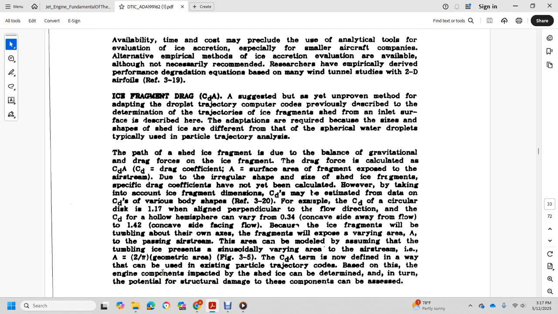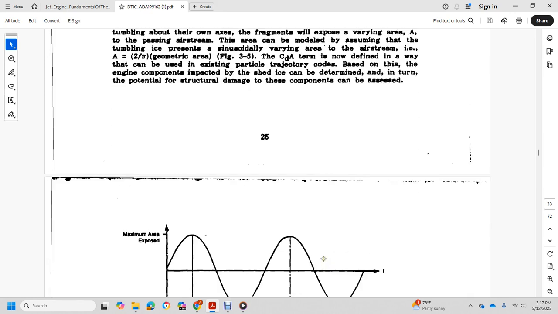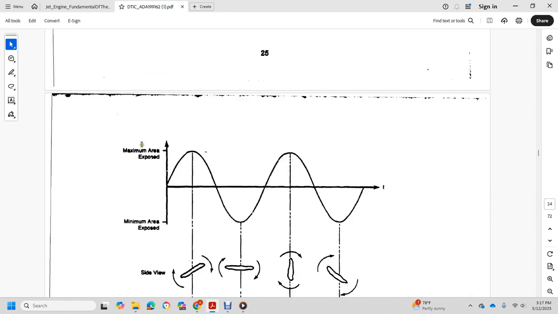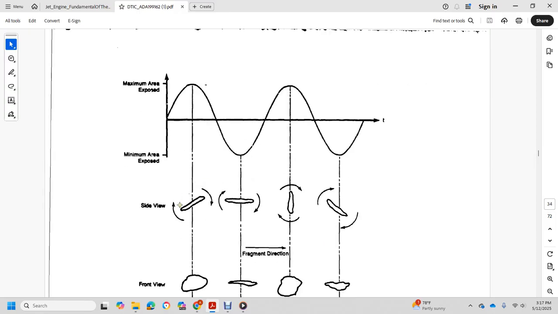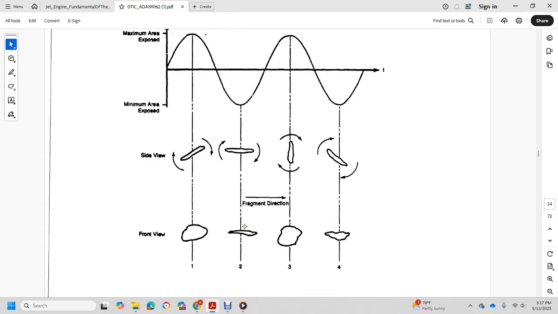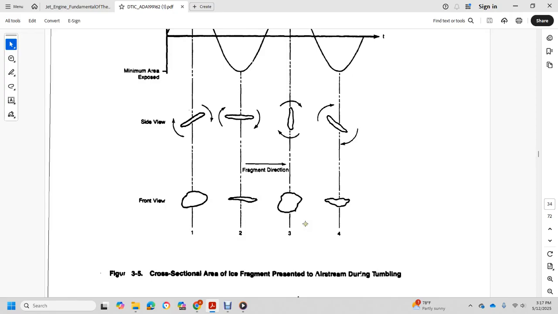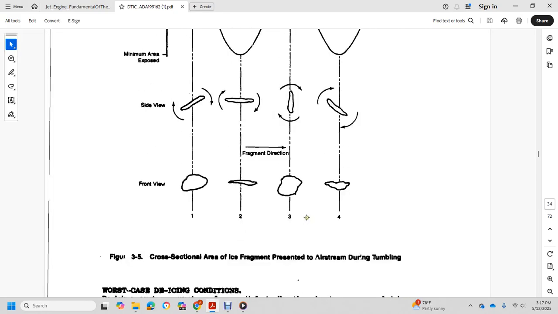Based on this, the component impact of the shed ice can be determined, and in turn the potential structural damage to these components can be assessed. The figure shows the minimum area exposed, a side view, and the tumbling process, and then the front view of the fragment direction and the cross-sectional area of the ice fragment presented to the airstream during tumbling.